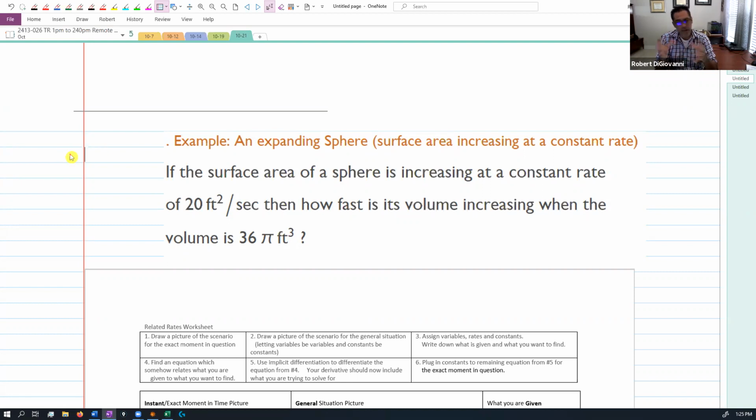Do y'all see how this is a very different problem than the previous one? Previous one, we knew how fast the radius was increasing, and we wanted to know how fast the volume was increasing. Here, I know how fast the surface area is increasing. I want to know how fast the volume is increasing.